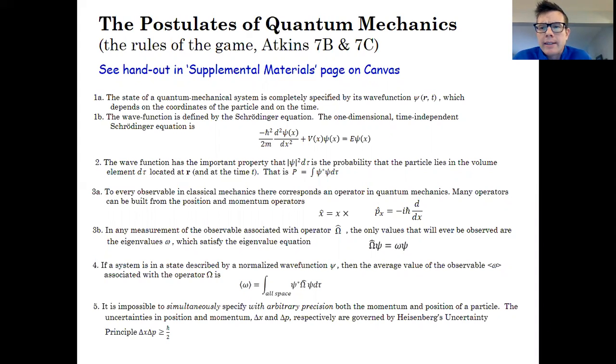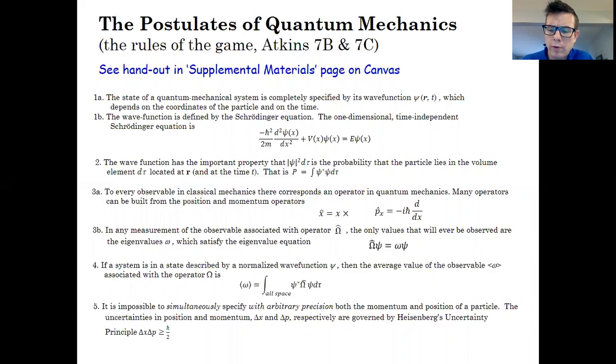They're described in Atkins 7b and 7c, and I tell you at the outset that this isn't a formal list. These aren't written in stone someplace, but I've adapted them from Atkins and some other places in a way that I hope will be helpful to you. There are 5 of them, and I've written them all out here. I'm not going to read them, but I would encourage you to look at the handout in the supplemental materials page on Canvas. I'll put these all up, and I hope that's a good reference source for you.